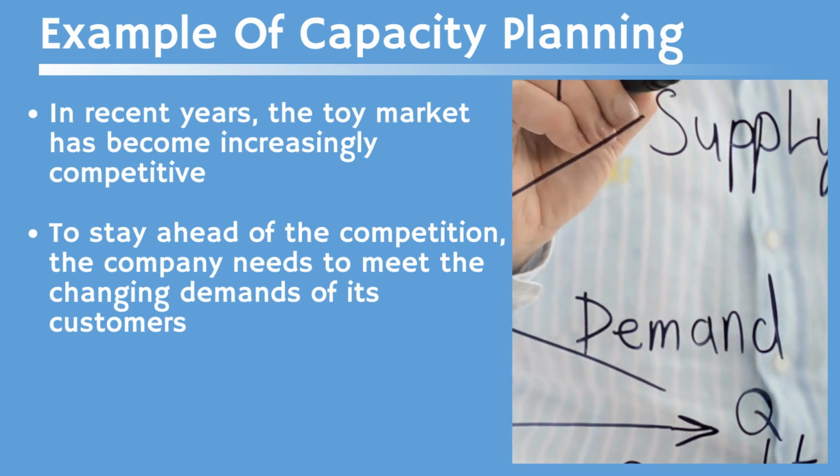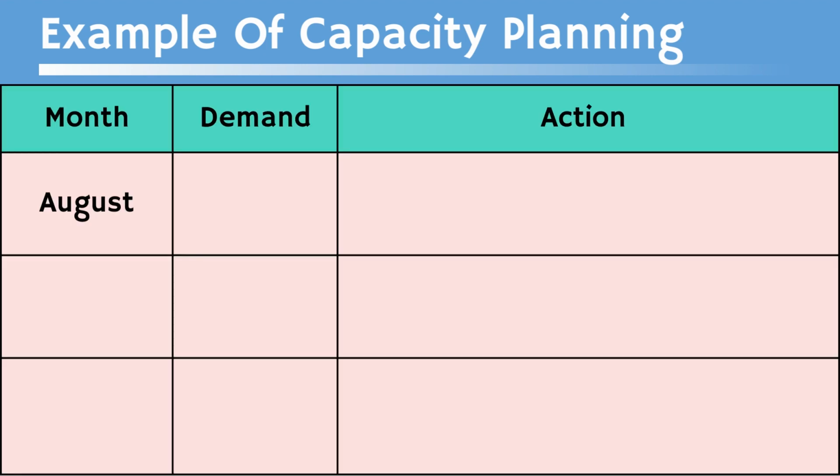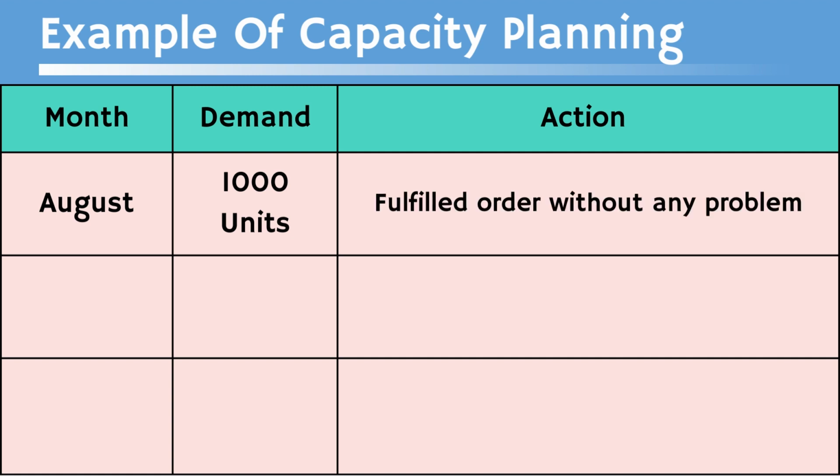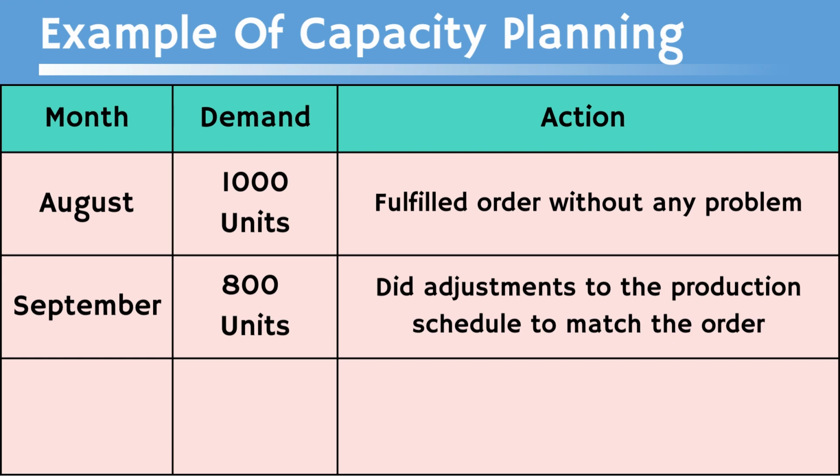its customers. In August, the demand for toys was 1,000 units. This was a good month for the company, and they were able to meet demand without any problems. However, in September, the demand dropped to 800 units. This was a surprise to the company, and they had to make some adjustments to their production schedule. They were able to reduce their production without any layoffs, but it was a close call.